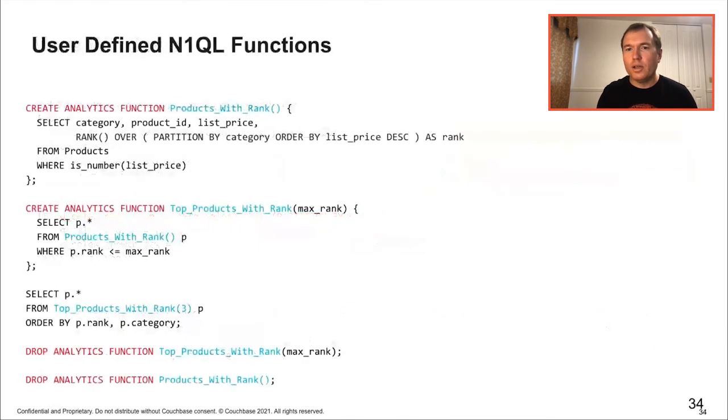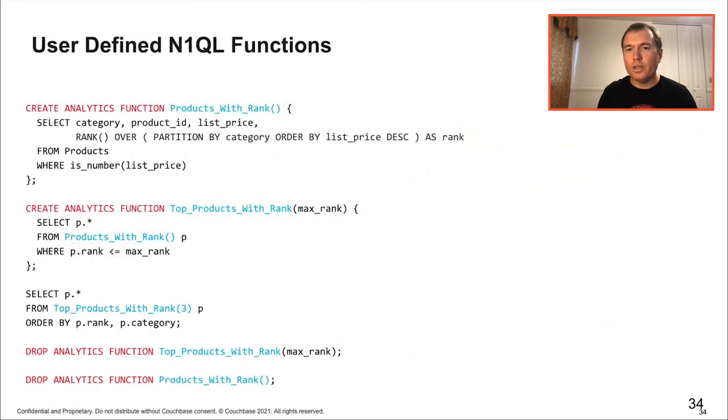User-defined functions allow users to store an expression or a N1QL subquery as a reusable function, which can be invoked from ad hoc queries or other user-defined functions. User-defined functions are created by the create analytics function DDL statement and deleted by the drop analytics function statement. There is no performance penalty for using user-defined functions because they are inlined into the main query during query optimization.